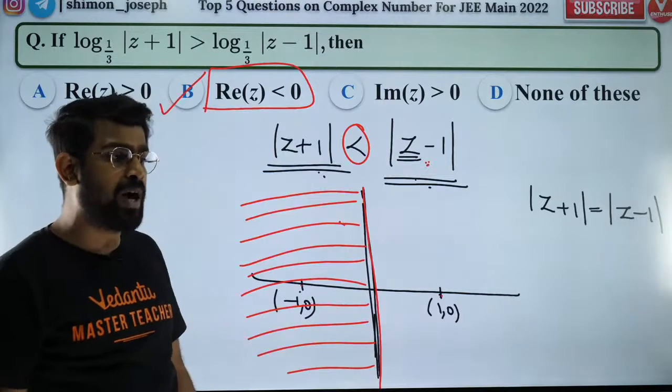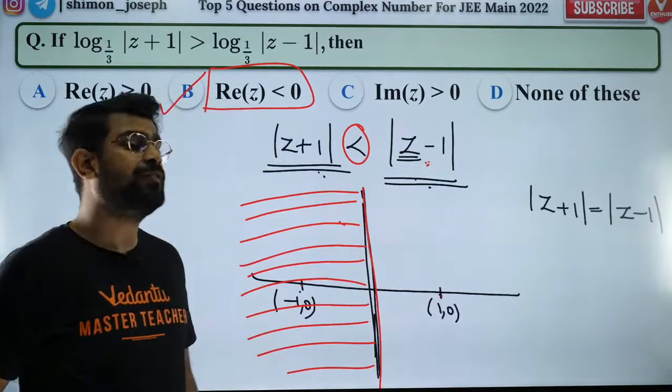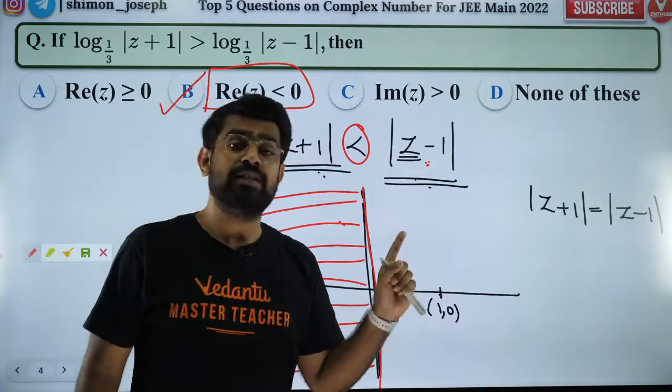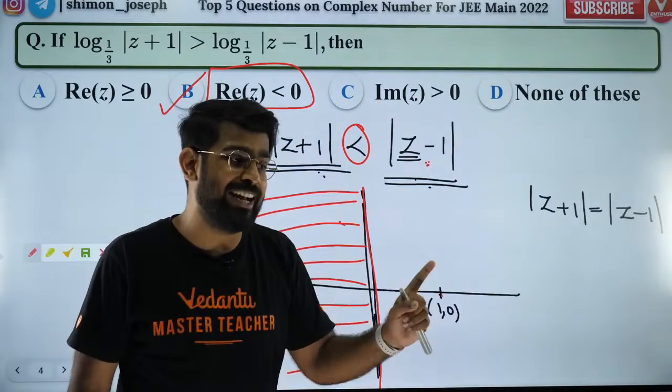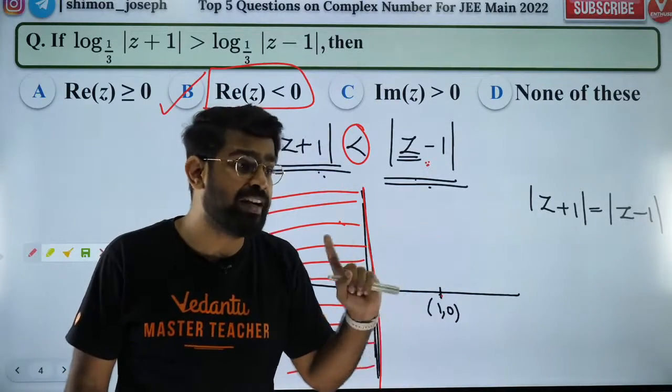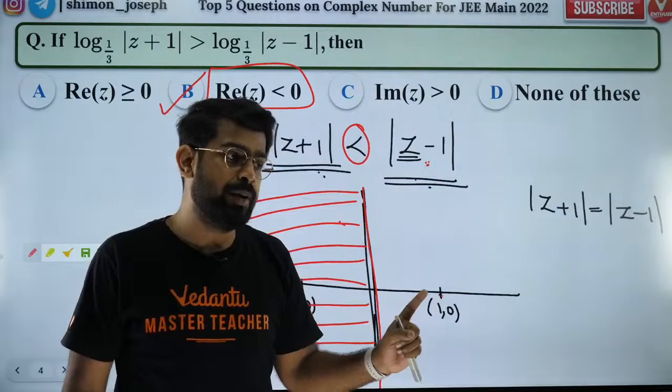Hello, Amrit. Welcome. Z should be negative. No, not z. The real part of z should be negative. Okay, Amrit, it is not D. It is option B.